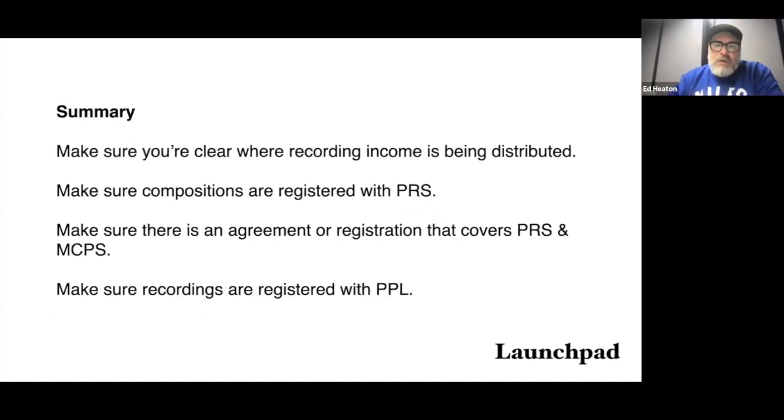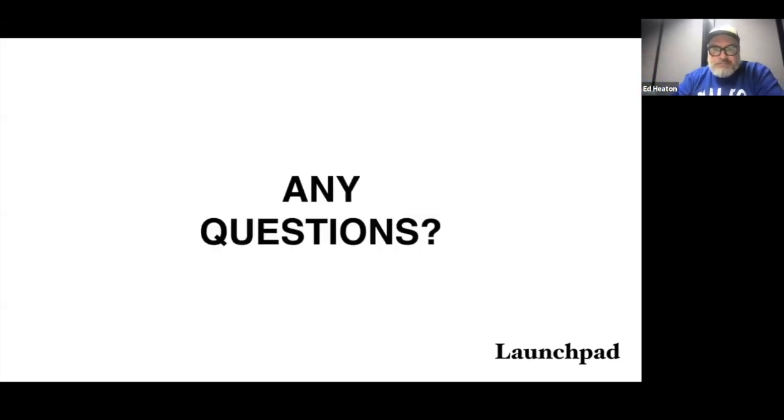Make sure you're clear where recording income is being distributed. So make sure your compositions are registered with PRS. Make sure there's an agreement on registration that covers PRS and MCPS, and make sure the MCPS is also getting covered, because if not, you're losing half of the money earned from streaming. Make sure your recordings are registered with PPL. So if they're broadcast or played in public space or used in a big event, you're getting paid for those.